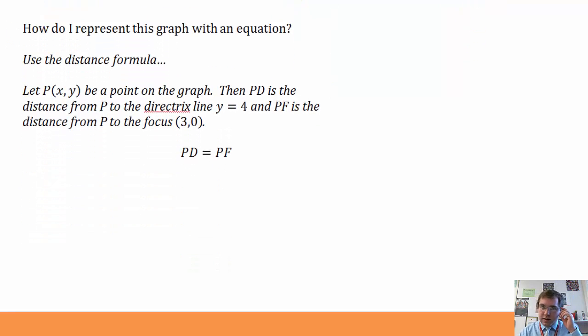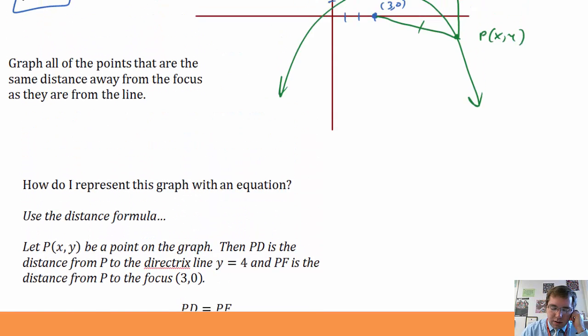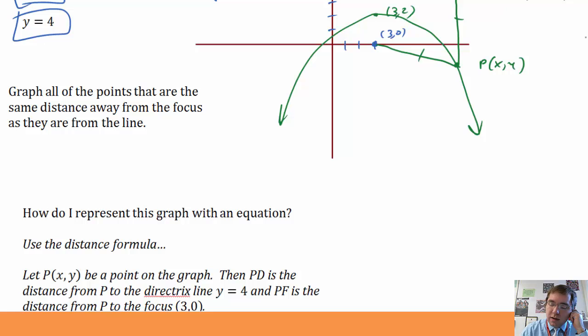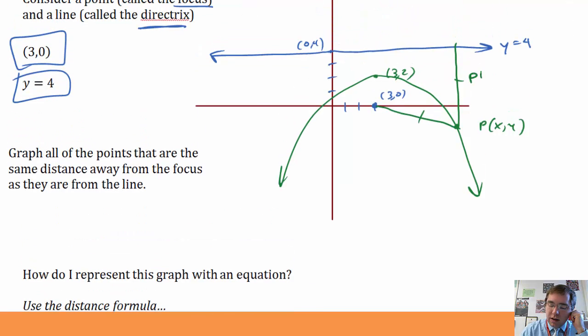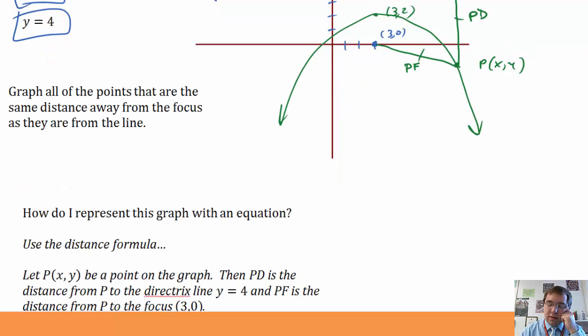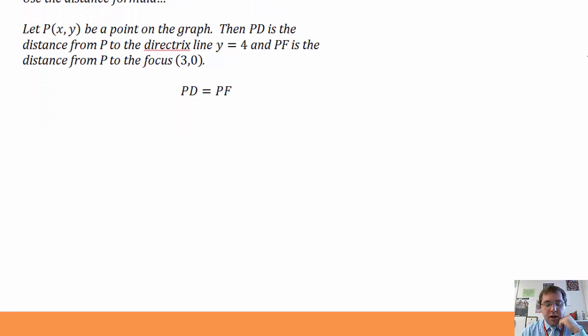Okay? Let's try to come up with an equation for this parabola then. Well, we'll apply the distance formula. P, (x, y), is a point on the graph. Then PD is the distance from P to the directrix line. So that's right here. That's our PD. And PF is the distance from P to the focus of (3, 0). I know that those distances are the same. PD equals PF. Let's use the distance formula on both sides of this.